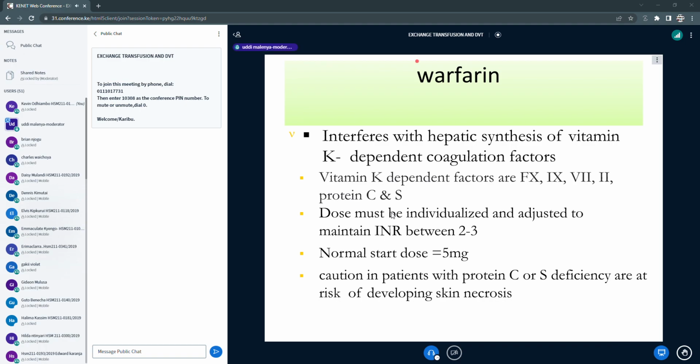When you're giving warfarin, it interferes with vitamin K dependent coagulation factors such as factors 10, 9, 7, 2, and protein C and S. So it should be individualized. When you're carrying out INR, remember that you are monitoring the effect of warfarin. The INR should be between 2 to 3. The normal dose is 5 milligrams.